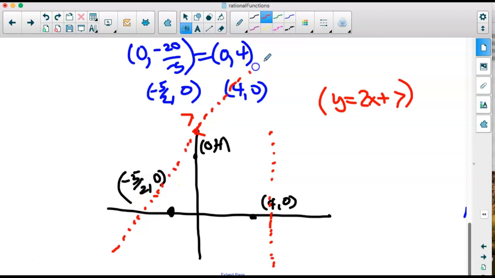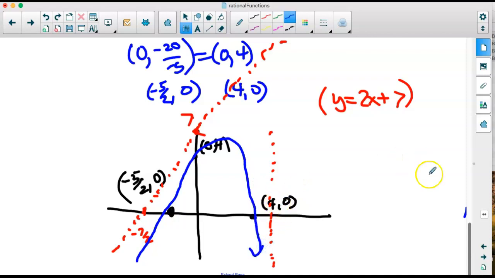Okay, so it's going to be like that. It's going to cross down here at negative 7 halves. So negative 7 halves is where it crosses down here. Okay, so we have this graph. So our function is actually going to look like this. It's going to come like this, up through here, turn, and go back down through here.